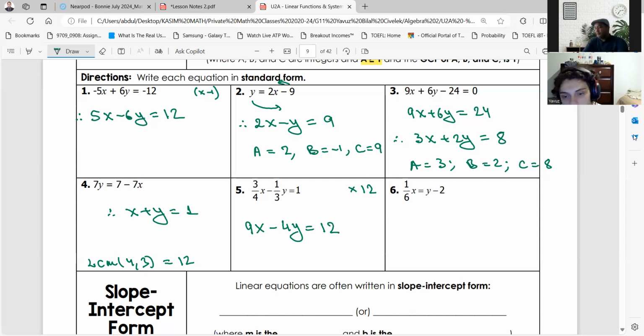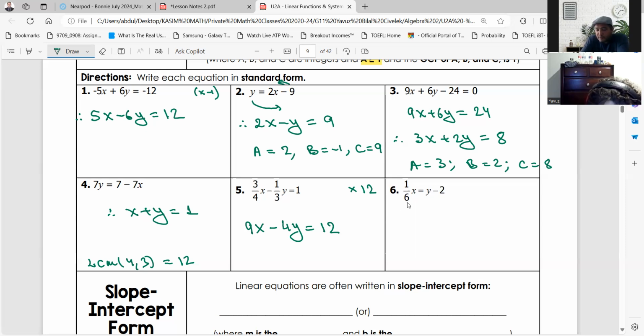Question 6. Okay. 6x minus y equals negative 2. Do I divide it? What do I do? Because there's not two of them now, in question 6 there's only one. Yeah, there's only one non-integer. So what am I supposed to do?